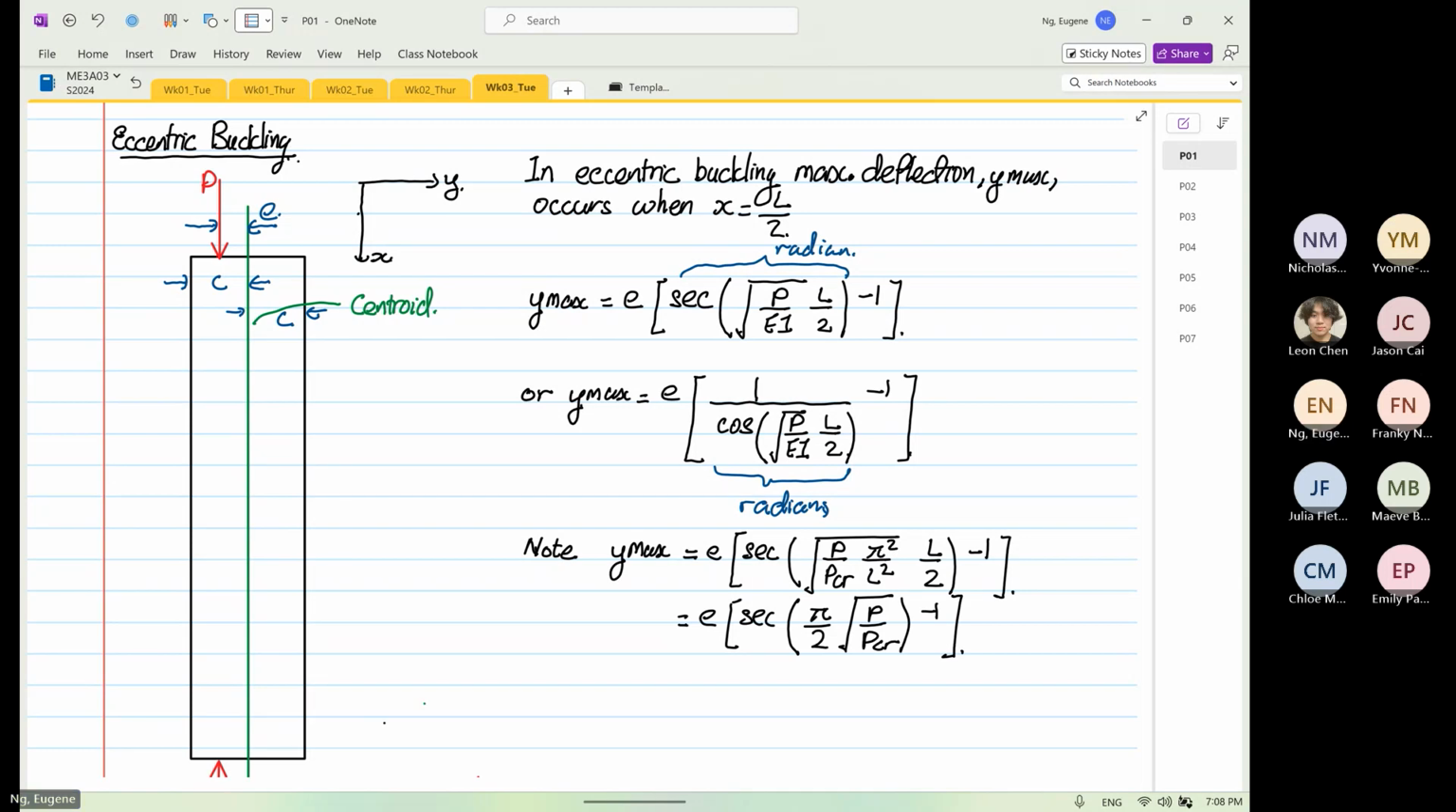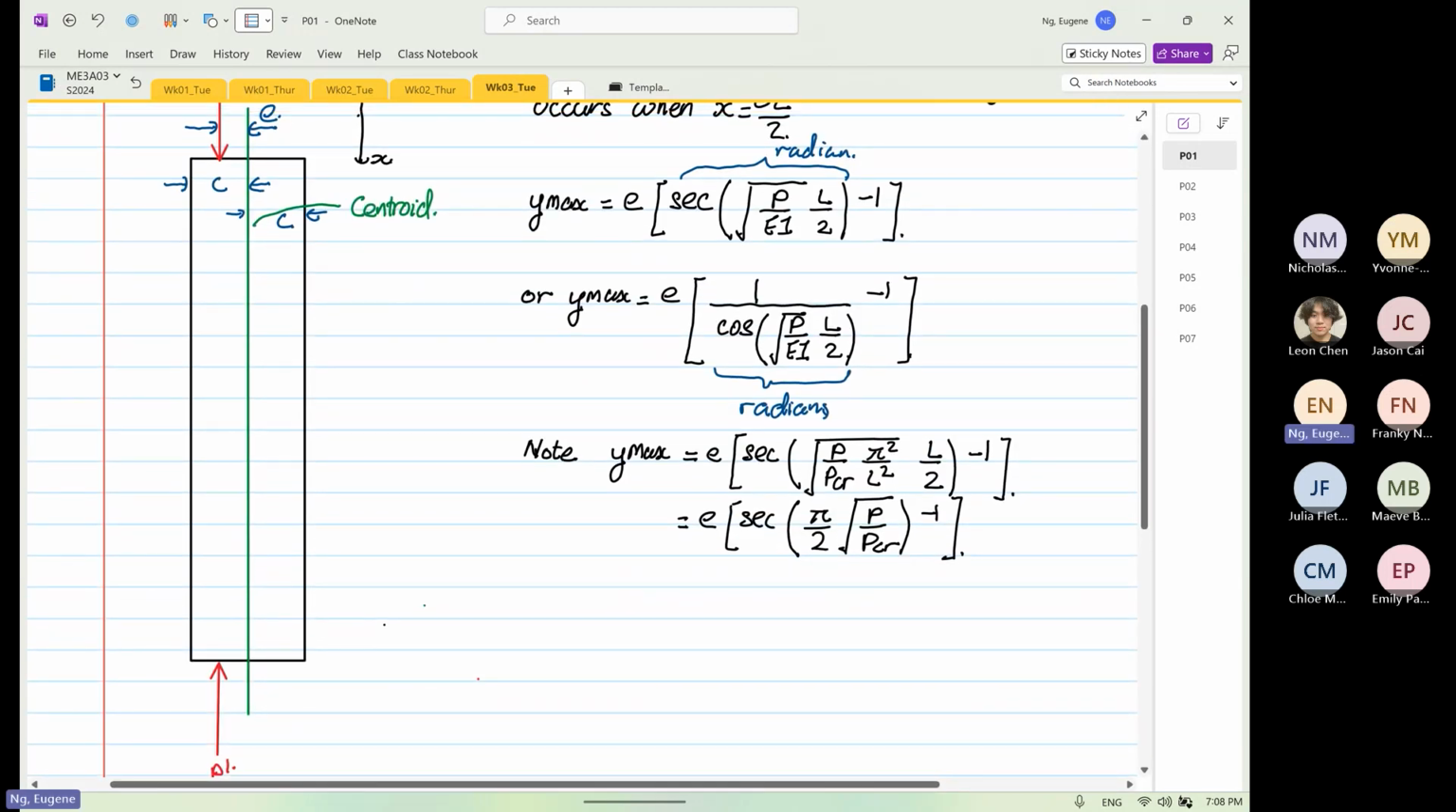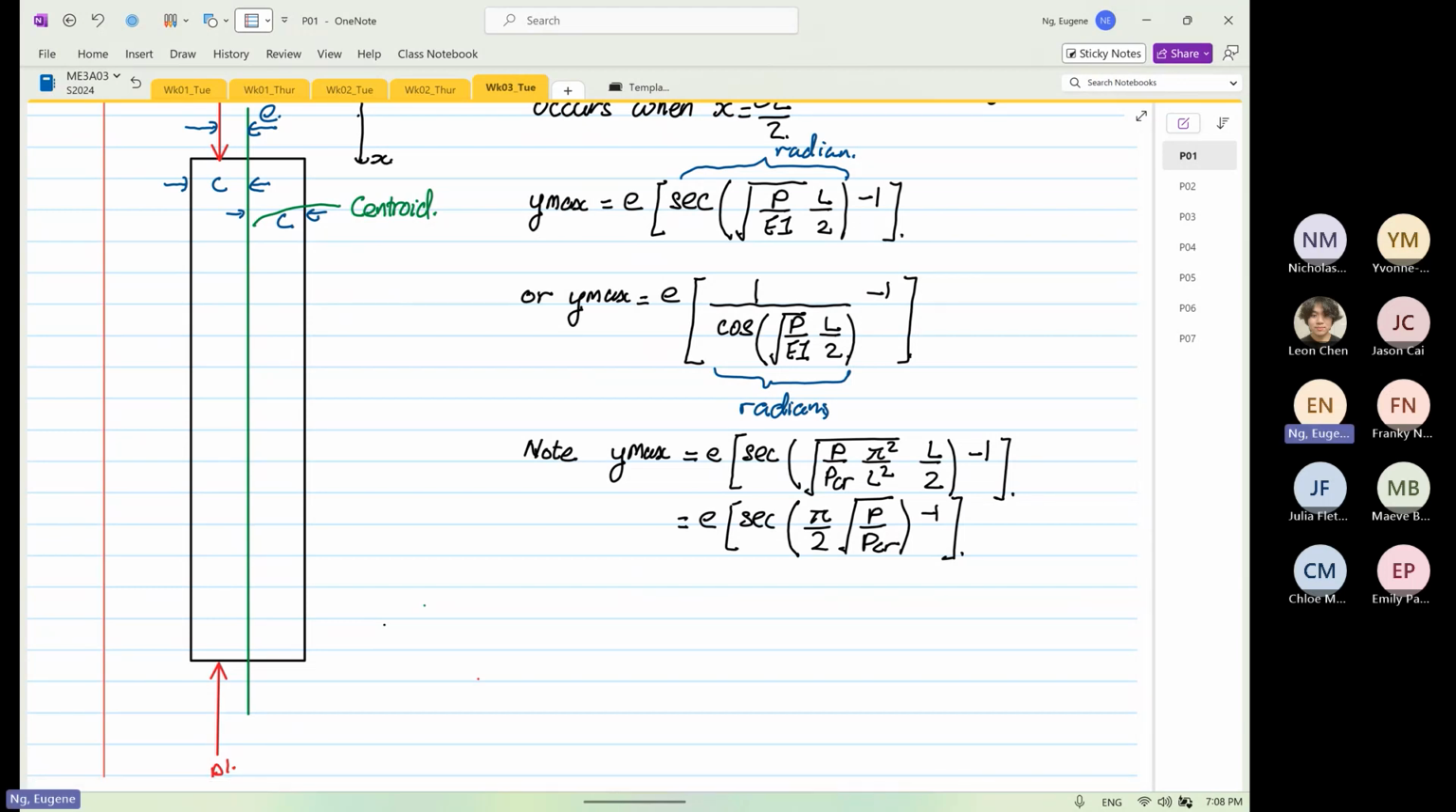So just to define some terms, we know that E is the eccentric load distance.